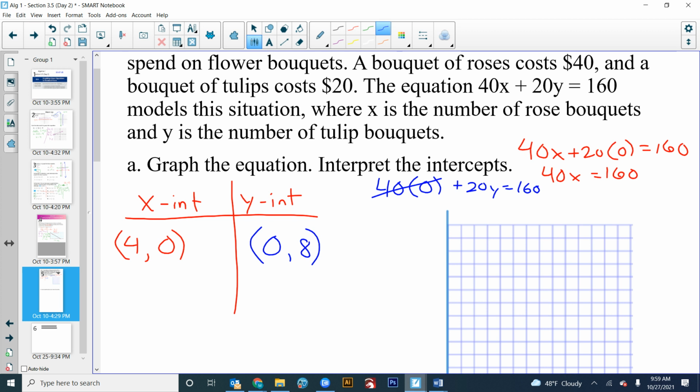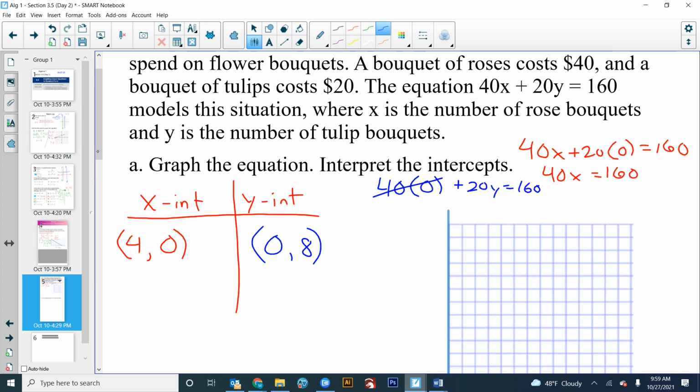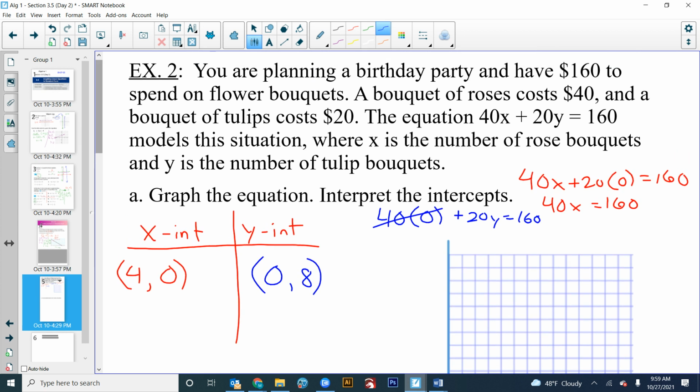Quick, let's talk about, we don't have a whole lot of time. What does the (4, 0) mean? When there are 4, what was x again? x is the number of rose bouquets, right? So when there are 4 rose bouquets, the cost would be... you guys agree? So if you have 4 rose bouquets, could you have tulip bouquets? How many tulip bouquets would you have?